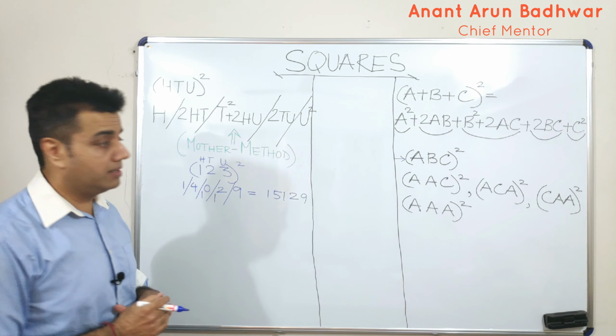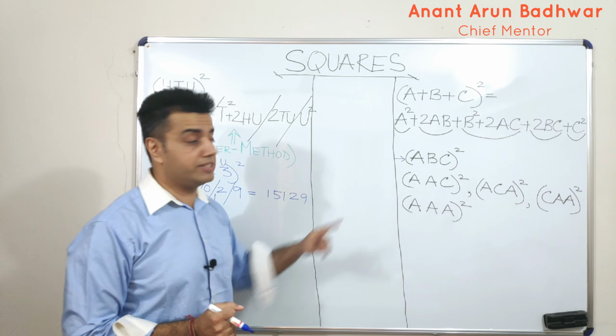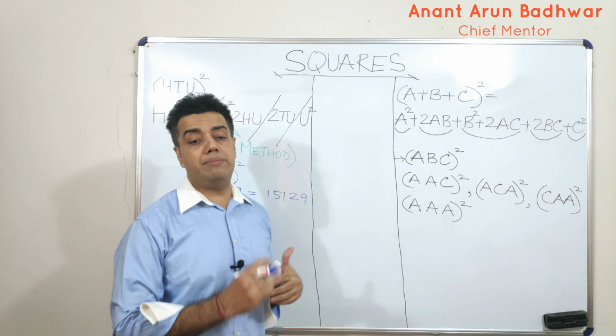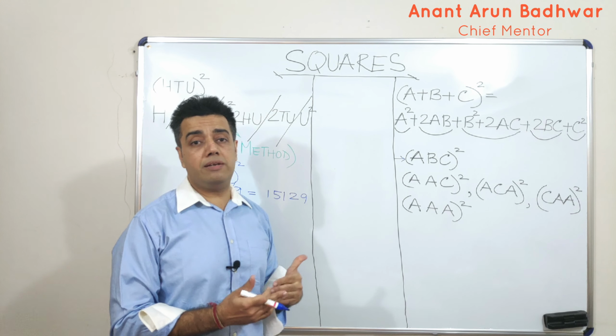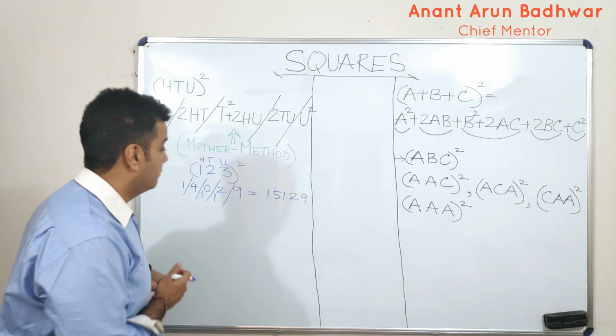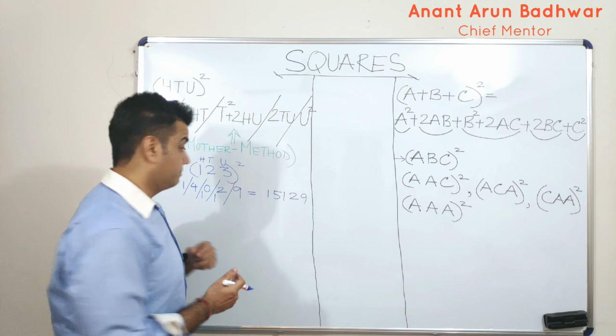I'll take one more example, and we will take an example of the same in the same format. The same format is, I'm taking a 3-digit number, the square of which has to be found out, wherein all the 3 digits are different.